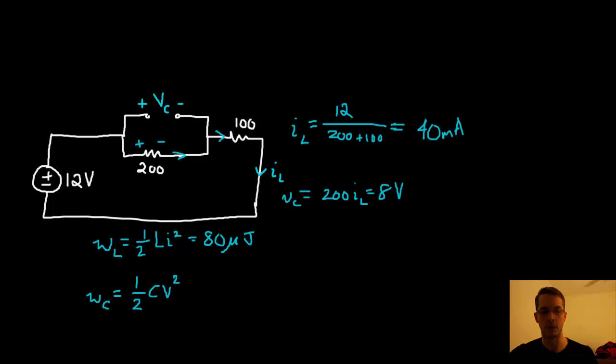And then by using the equation for the capacitor energy, C is going to be equal to 2.5 microfarads, because this is equal to 80 microjoules. So you can just do some algebra and solve for C.